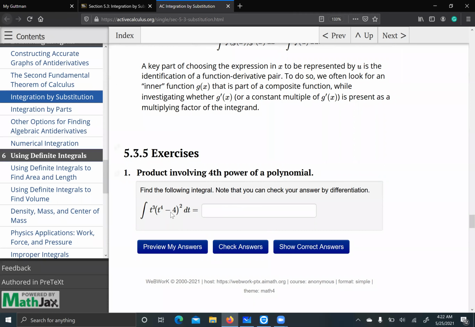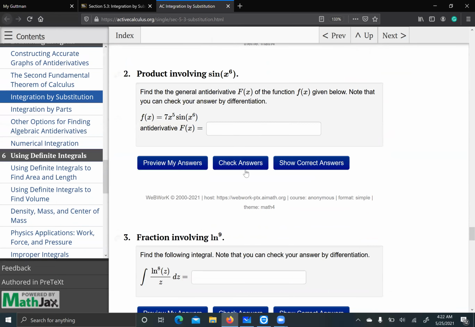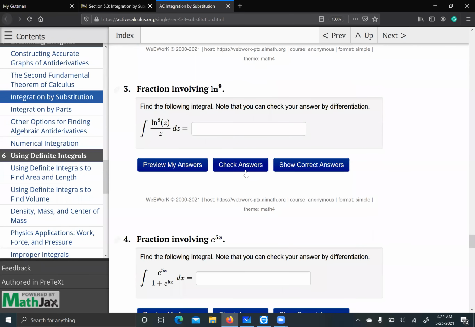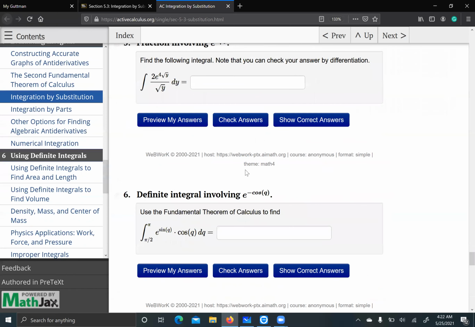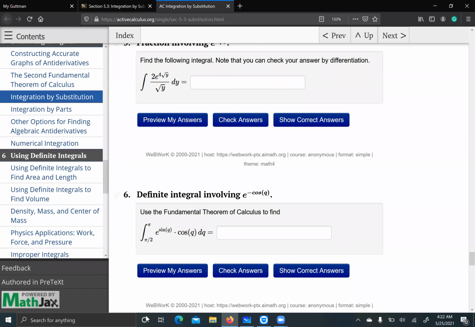Now you can practice this. I encourage you to practice these exercises. These are good questions, and in all of these exercises you need to apply u substitution in order to evaluate these integrals.